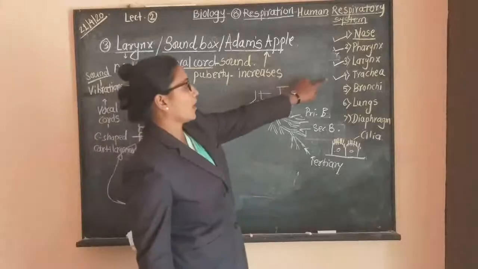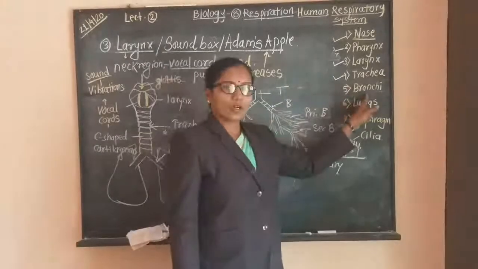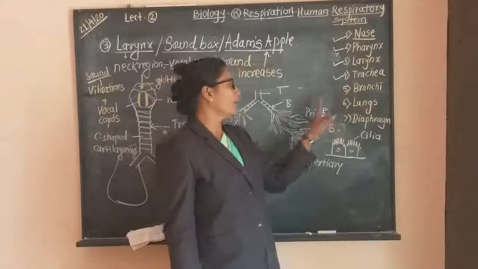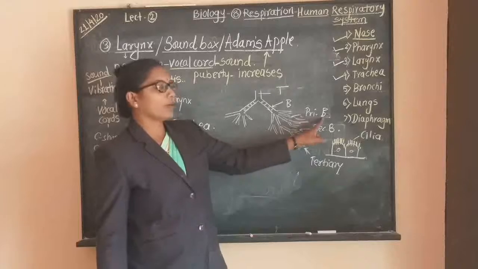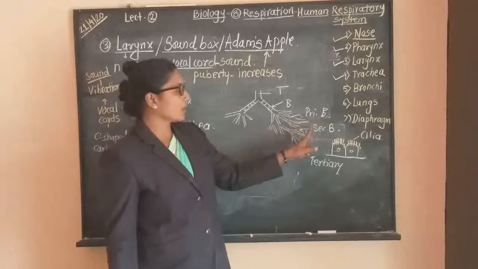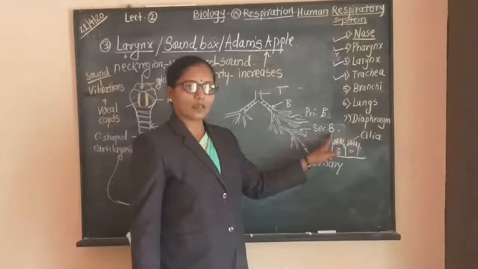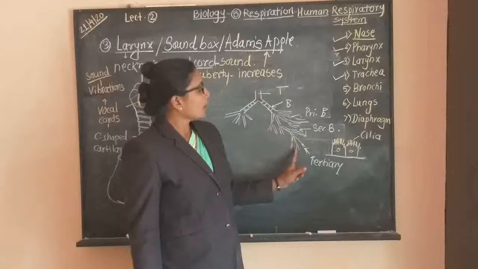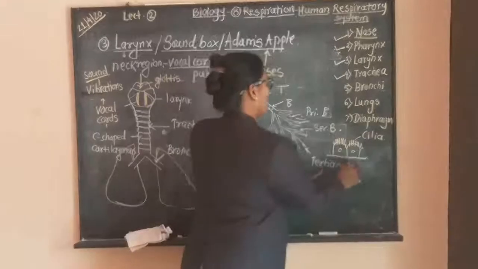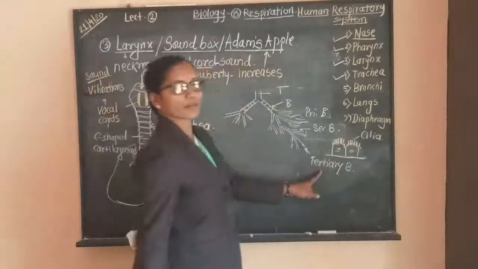This means the trachea divides into bronchi. Bronchi divide into primary bronchioles. Primary bronchioles divide into secondary bronchioles. Secondary bronchioles divide into tertiary bronchioles.